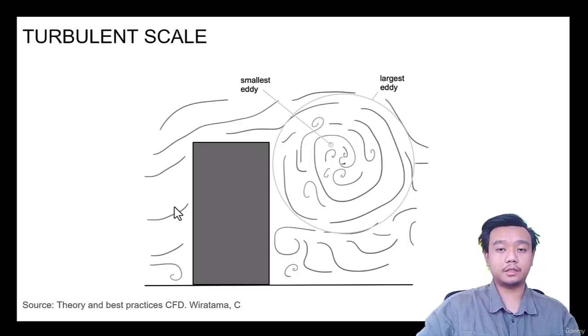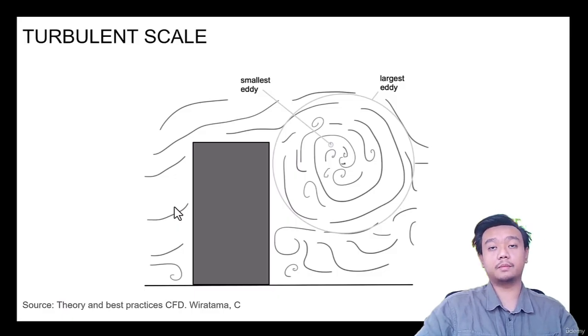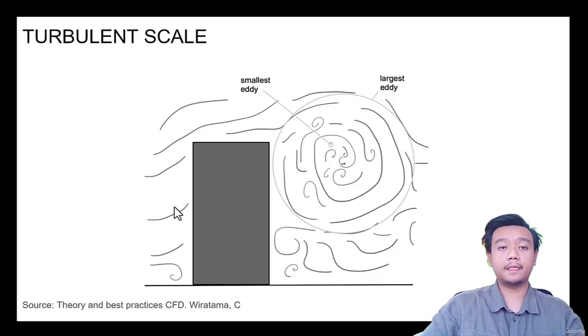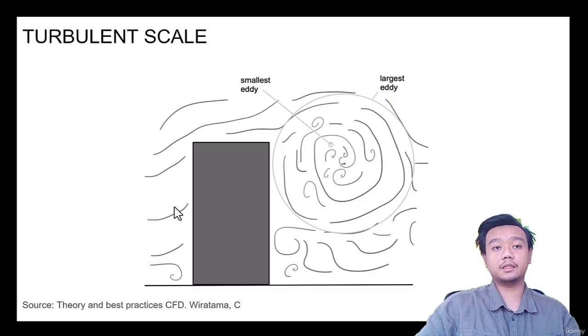And first, to appreciate how important turbulent modeling is, we must first understand turbulence itself. So turbulence is basically a flow that consists of high, unpredictable, random motion, transient, three-dimensional, and has a huge range of scales. That's the most important thing that you have to understand.